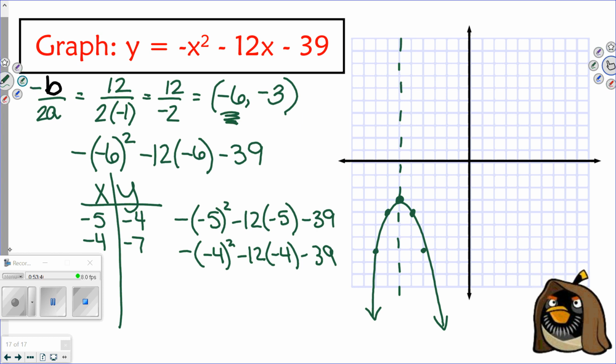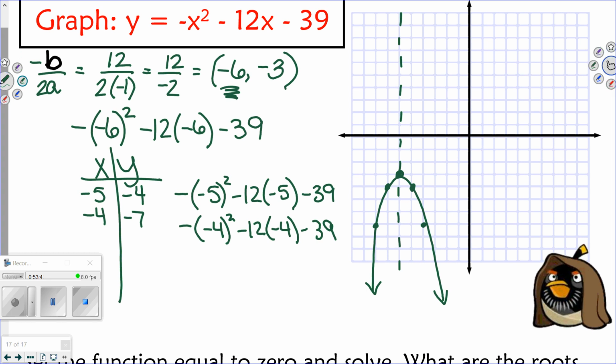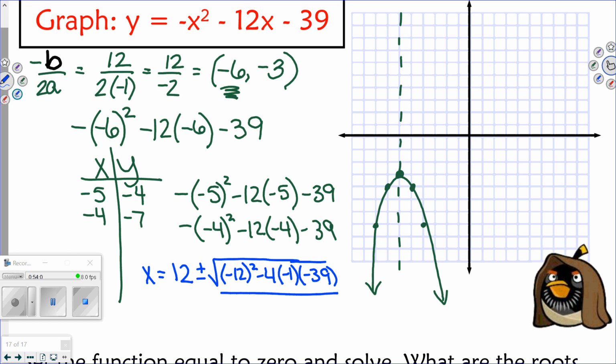So if you go to solve this, what method do you want to use? Quadratic, okay? So x equals negative b. It's going to be 12 plus or minus the square root of negative 12 squared minus 4 times a, which is negative 1, times c, which is negative 39, all over 2 times negative 1. There's a lot of negatives in that one. So what do we get underneath that radical?